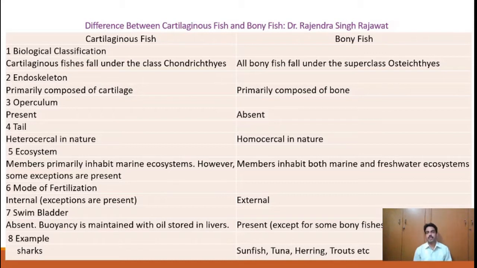Whereas in bony fishes, all bony fish fall under the superclass Osteichthyes. That means their endoskeleton is primarily composed of bones. So they are known as bony fishes, and they are called Osteichthyes. So these are the two types of fishes.